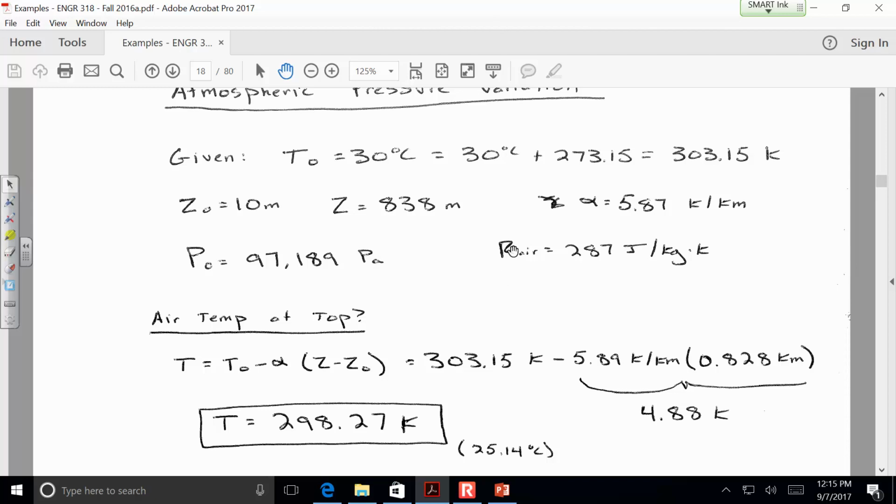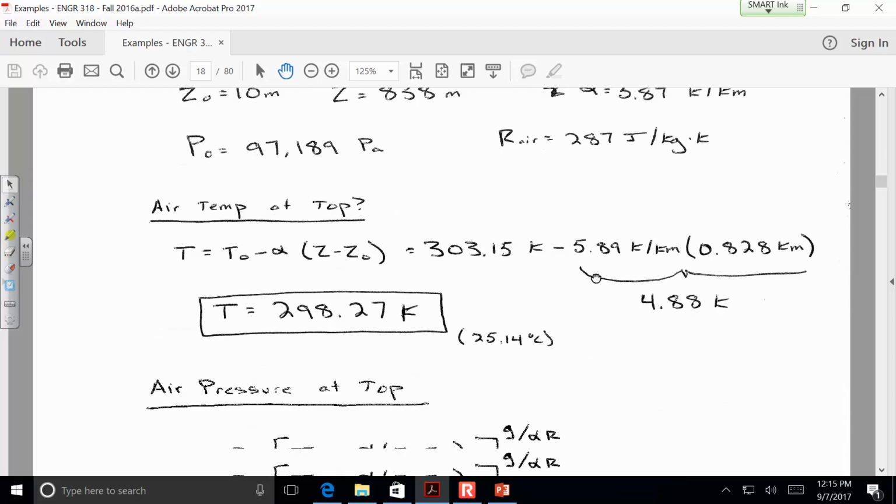Yeah? I thought the distance was 828. Yeah, it's 828, but the base of the tower is at an elevation of 10 meters, and so the top of the tower will be at 838. So the 838 comes from the 10 plus the height of the building.